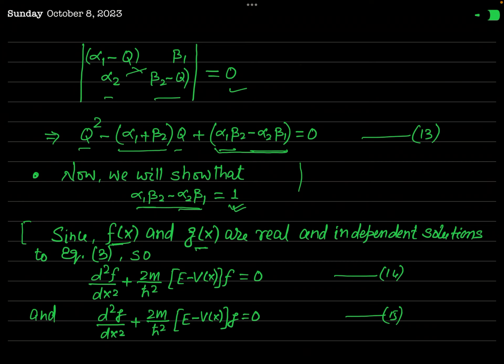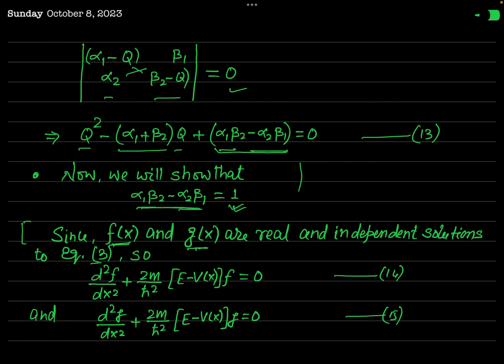So let us see how we can prove that this term alpha 1 beta 2 minus alpha 2 beta 1 is equal to 1. Actually, starting from the Schrodinger equation, we can prove it. As you have learnt earlier, f of x and g of x are the two real and independent solutions of Schrodinger equation defined in equation 3. And you also know the solution of any differential equation satisfies the same equation.